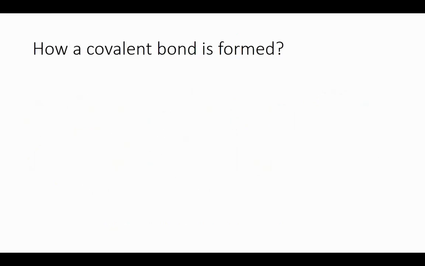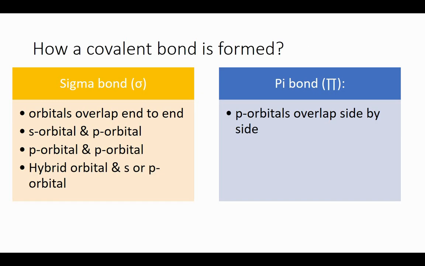First, let's recall how a covalent bond is formed. So there are two types of bond, which is sigma bond and pi bond. So kita dah discuss sigma bond in the previous video. Now I am going to continue with pi bond.